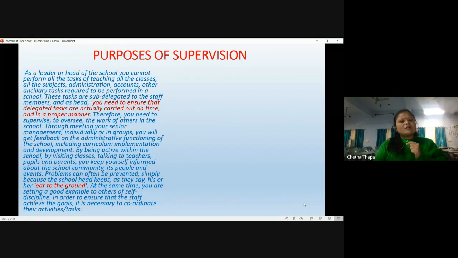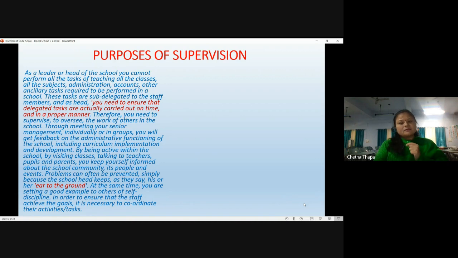You can have a meeting with the senior management. You can have the meeting individually or in groups also. And through these meetings, you will be provided feedback on the administrative functioning of the school, the kind of curriculum which you have implemented, and what developments you require in it.